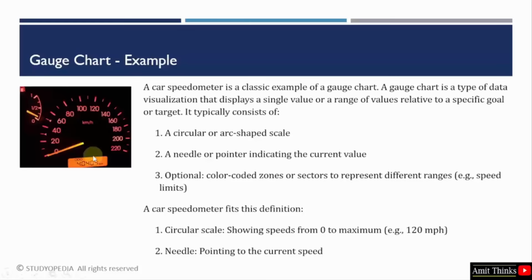Here is the example. We all know this speedometer in a car. This is the gauge chart. Right now the car is halted, so the speedometer is on 0. When it goes on, the speedometer increases accordingly, and the maximum limit is here. The same is written here. A gauge chart is a type of data visualization that displays a single value or a range of values relative to a specific goal or target. Right now we have shown a basic example here. It is circular or arc shaped. There is a needle or a pointer. Car speedometer is the best example. It displays the limit. It can be 120, here it is 220.